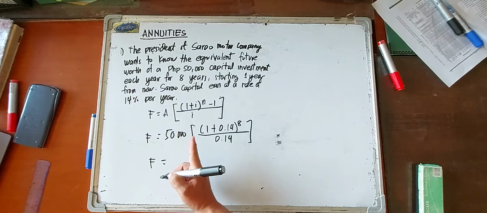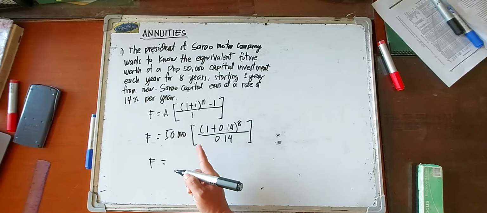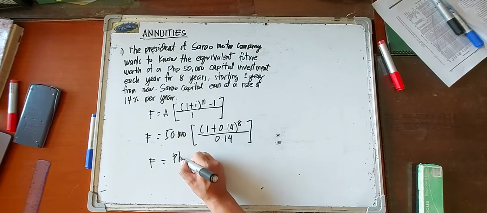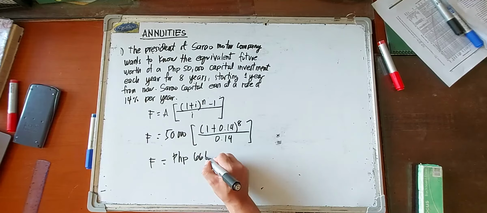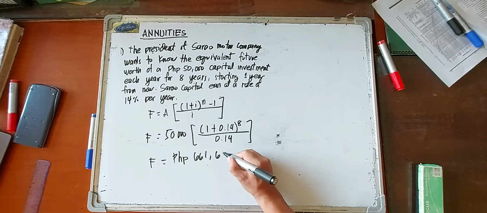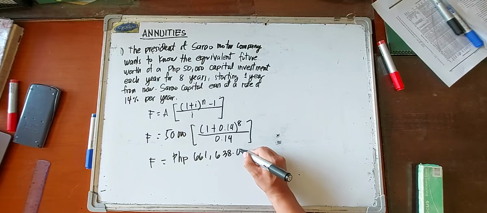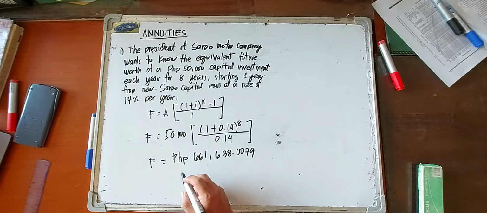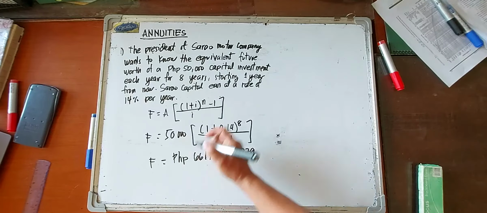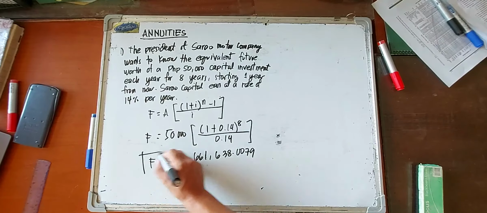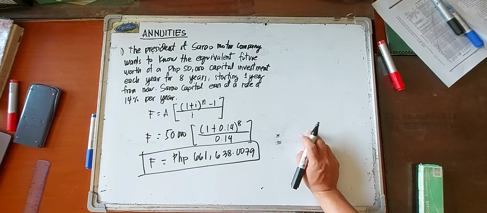So the future worth of this yearly investment of Sarao Motor Company is equal to, we have 661,300, no, that is 638.0079. Okay, so ito yung amount or yung future value or future worth of this yearly investment for 8 years.